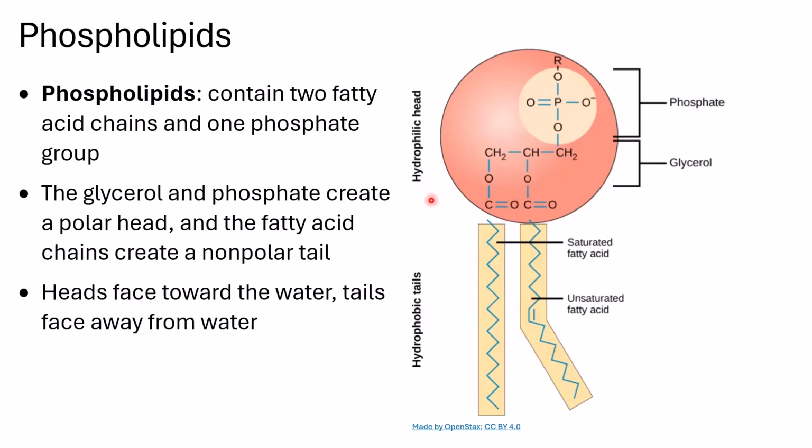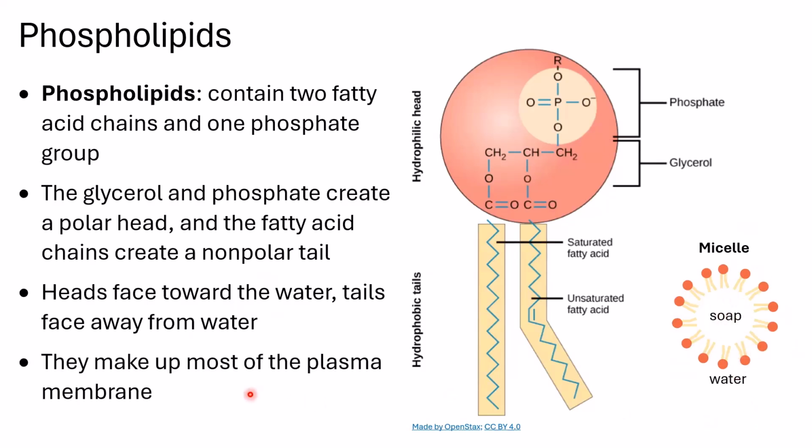When put into water, the hydrophilic heads would face the water, while the hydrophobic tails face away and hide from the water. This creates something called a micelle, depicted here, and is actually what creates bubbles when we use soap. Phospholipids are also what create the plasma membrane in cells, and we will learn in an upcoming lecture how their structure makes them ideal for this purpose.